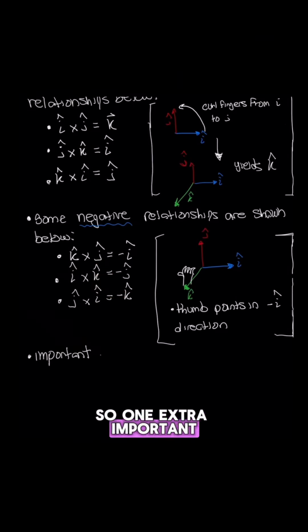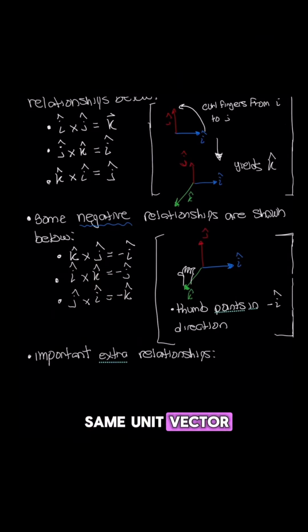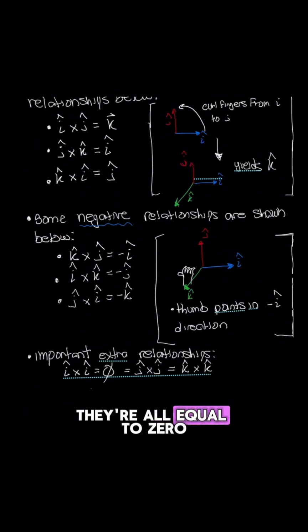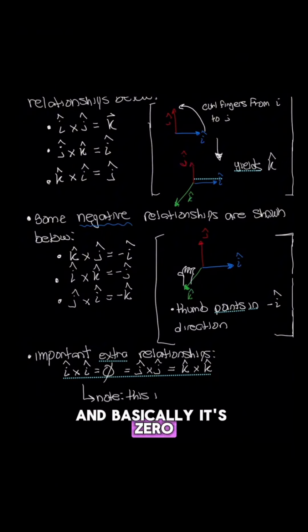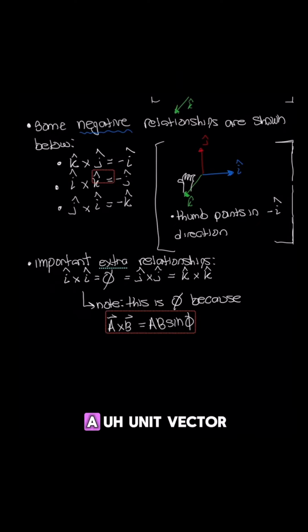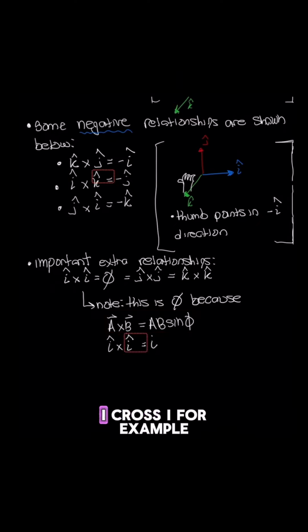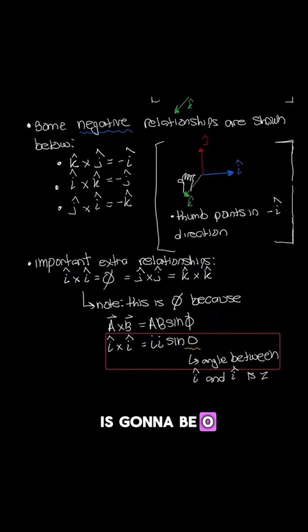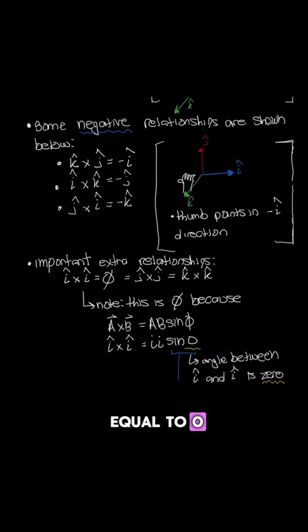One extra important relationship is crossing the same unit vector. For example, i cross i is equal to 0, and that's also equal to j cross j and k cross k, they're all equal to 0. Basically it's 0 because if we look at the general cross product formula, a cross b is equal to ab sine phi. And if we take a unit vector i cross i, for example, the angle between them is going to be 0, and sine 0 is equal to 0, so we just get 0 for the answer.